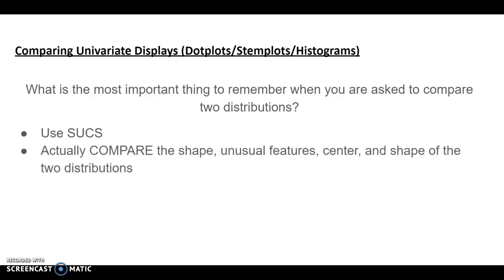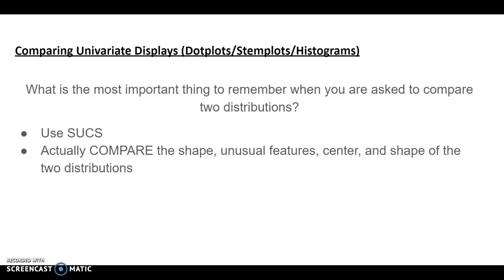Whenever we talk about a distribution, you should be thinking about the shape, unusual features, center, and spread. And it's important that you actually explicitly compare them. So don't just say what the spread or shape of distribution A and B are. Make sure that you compare them.